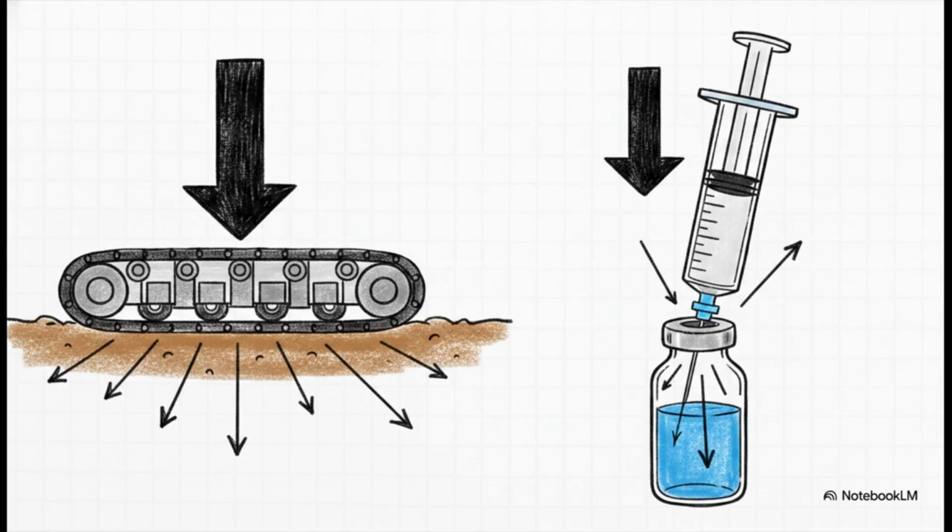Well, cranes prevent themselves from sinking into the earth by intentionally spreading their immense, heavy mass over a very large surface area using wide tracks. This effectively reduces the pressure per square inch. Syringes, on the flip side, don't spread pressure at all. They actively manipulate it. By pulling the plunger back, you create an internal vacuum, which allows that staggering 101,325 pascals of atmospheric pressure outside to push the fluid smoothly into the barrel.